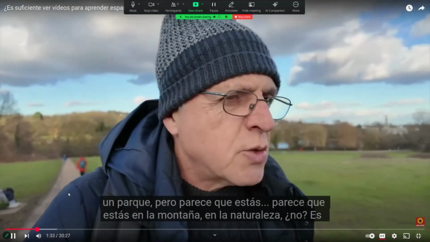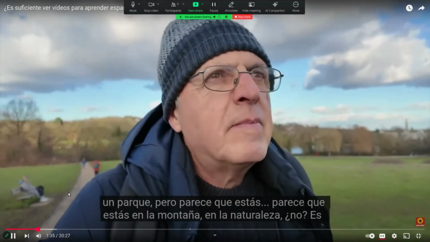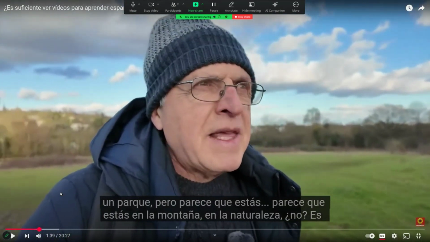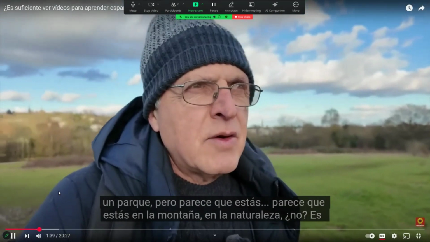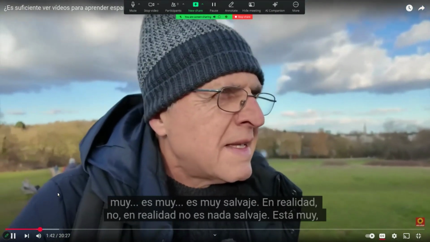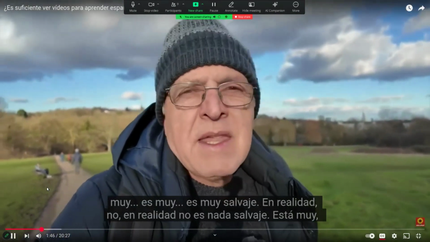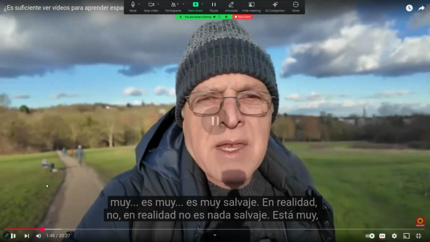Porque es un parque, pero parece que estás en la montaña, en la naturaleza, ¿no? It's a park, but it seems like you're in the mountains, out in nature. Es muy salvaje. It's kind of wild. En realidad no es nada salvaje. In reality, it's not at all wild.